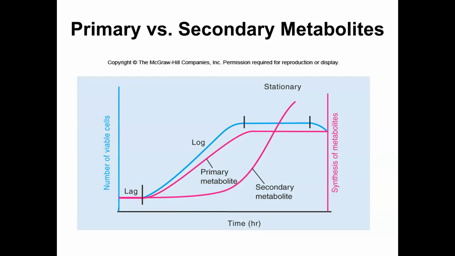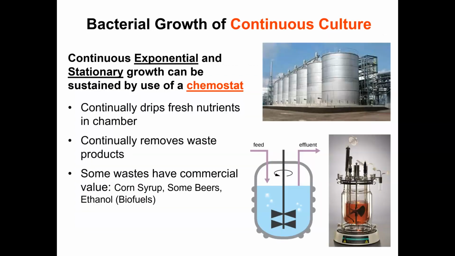This I threw in here from an older text because it's one of the only ones that shows where those primary and secondary metabolites are produced. But yeah, see, during log phase, that's where you get the primary metabolite production. And then stationary phase is where you get those secondary metabolites being produced. All right.